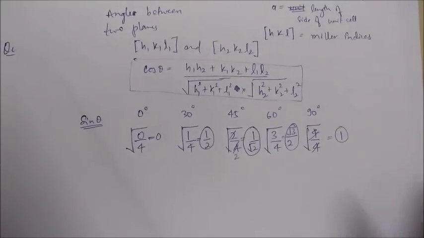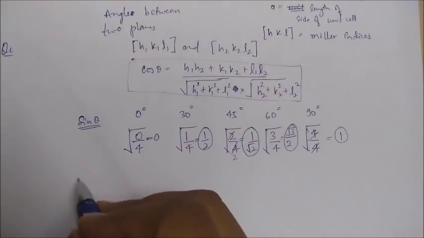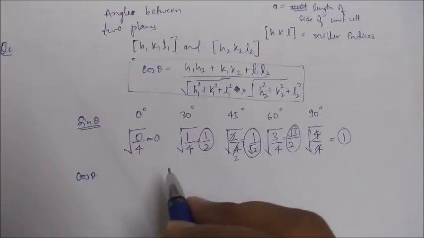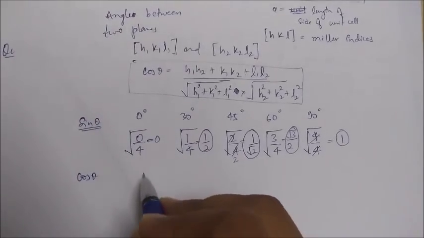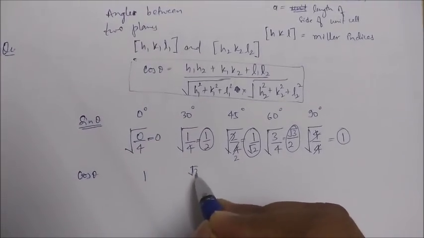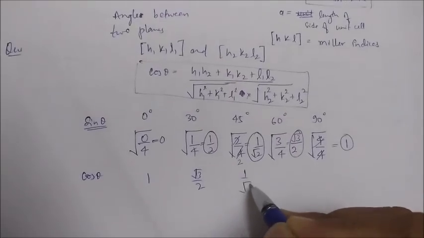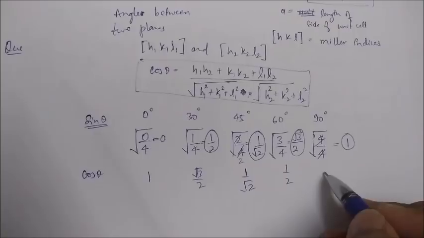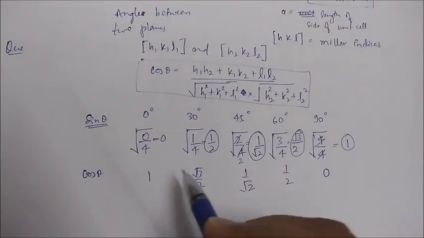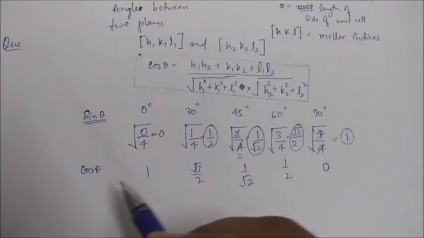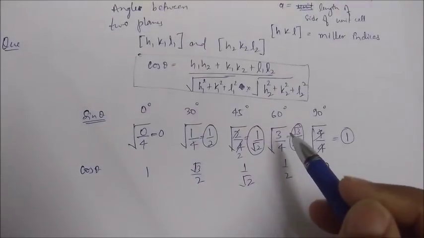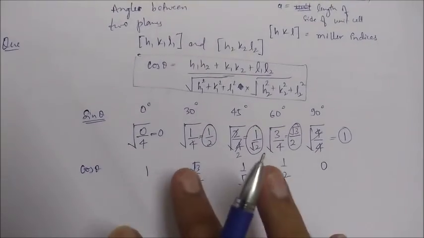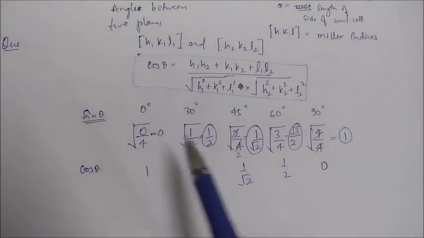Now this is the way to find out the value of sine theta. Now if you want to find out the value of cos theta, what you have to do is just reverse the order of it. So just write in the reverse order. So this will be 1, this will be root 3 by 2, this will be 1 by root 2, this will be 1 by 2, and this will give you how much? 0. That means cos 0 will be 1, cos 30 will be root 3 by 2, cos 45 will be 1 by root 2, and cos 60 will be 1 by 2, and cos 90 will be 0. So this is a very simple trick to find out the value of sine and cos.